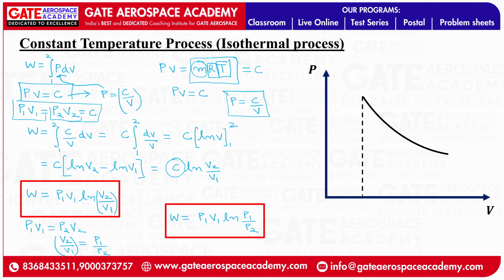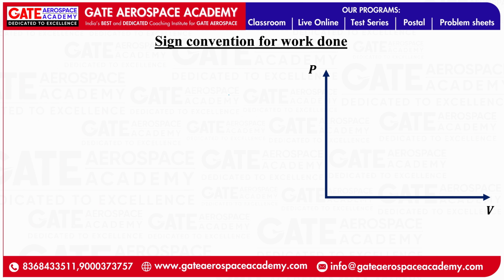So this is V1, initial state volume V1, final volume V2. So the work done expression which we found in terms of volume ratio or pressure ratio, this work done is in fact area under this curve, right? So this is how we have to find out work done for different processes. Correct? Now let's see the sign convention for work done.